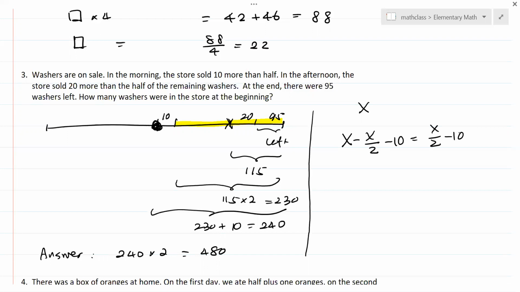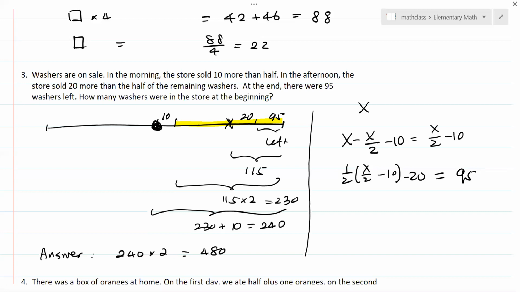Then in the afternoon, you sold half of what is left. So what is half of the left? You sold half of that, and what is left after you sold half, then you subtract the 20. Then what is left is 95. And from here, step by step, you can find what x is. You get one single equation. It's very similar to the above problem.